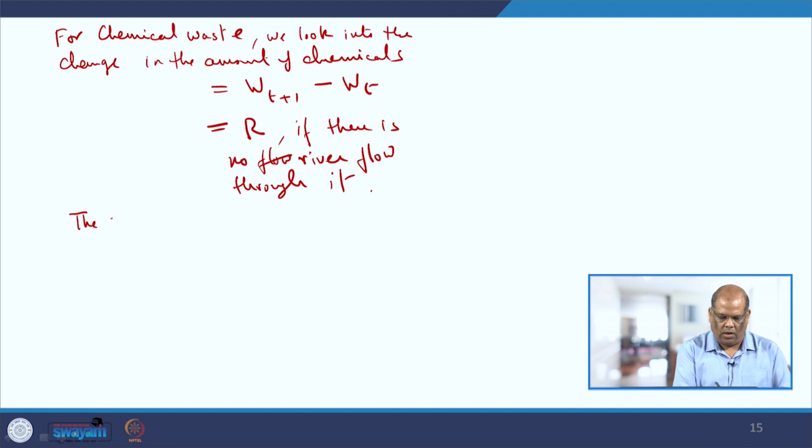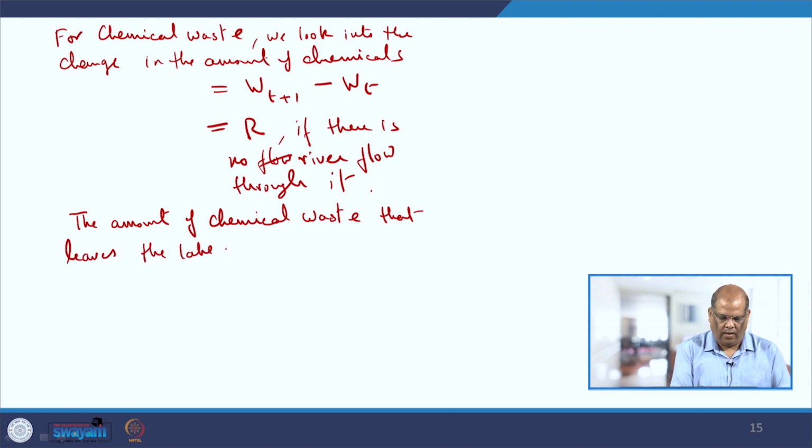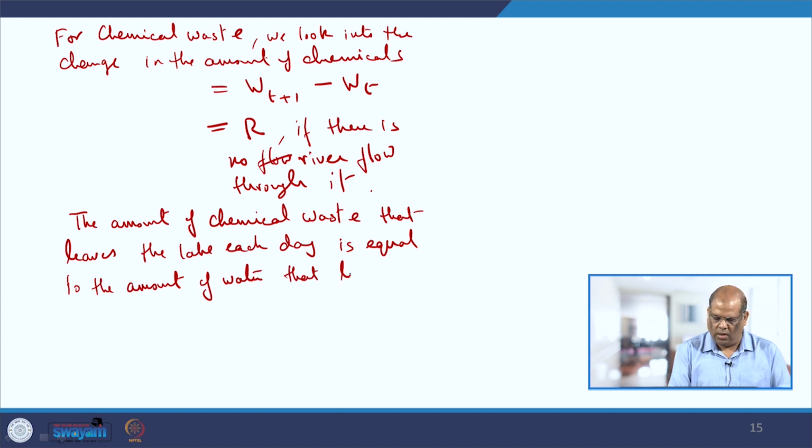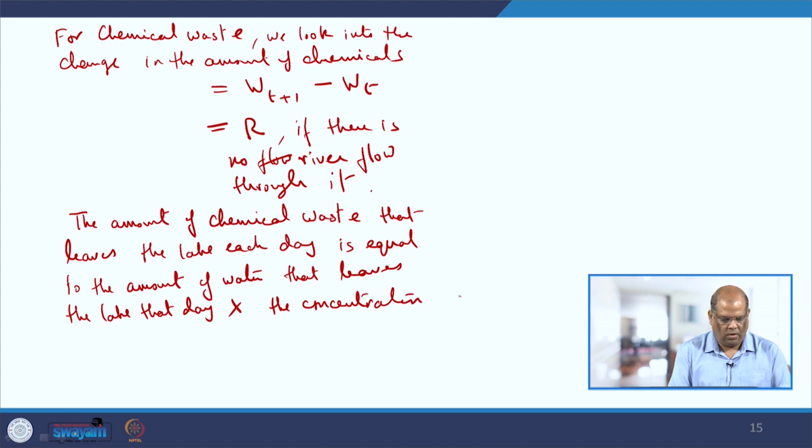So, the amount of chemical waste that leaves the lake each day is equal to the amount of water that leaves the lake that day multiplied by the concentration of chemical waste in the water.